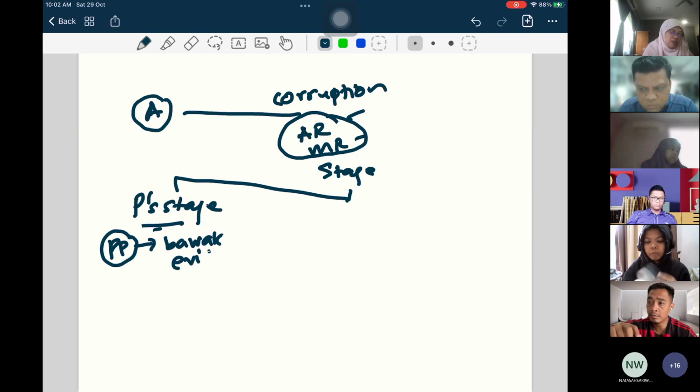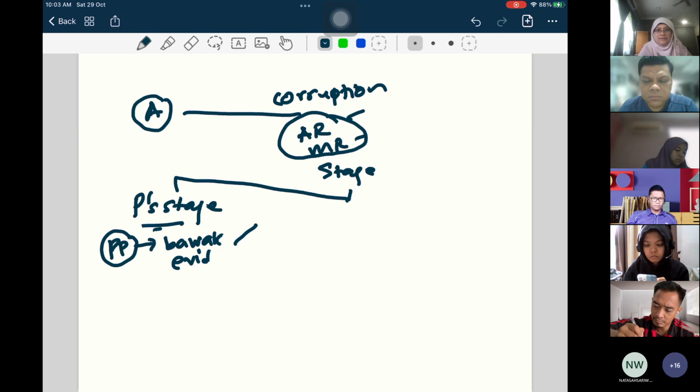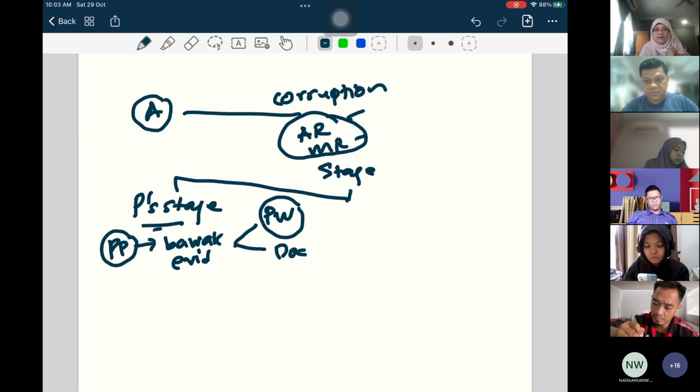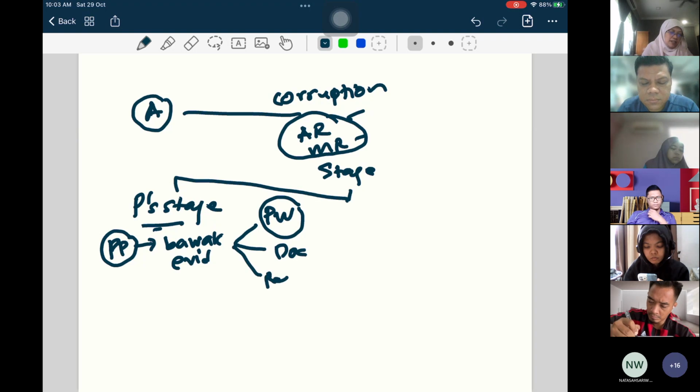Setuju? Betul. Prosecution bawa evidence. Okay. Evidence apa yang prosecution bawa? Bentuk-bentuk dia. Oral, dokumen, betul kan? Prosecution witness. Dia akan bawa saksi dia. Lagi? Dia akan bawa apa-apa dokumen yang berkenaan. Betul? Dan kalau ada real physical evidence, dia akan bawa real physical evidence.